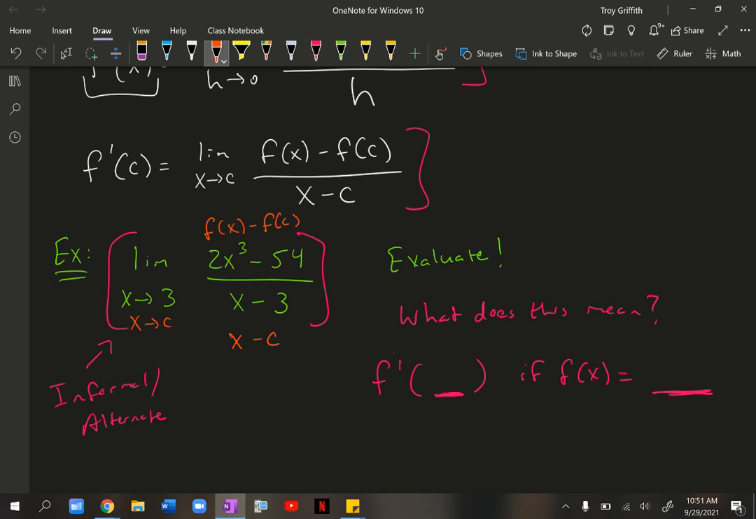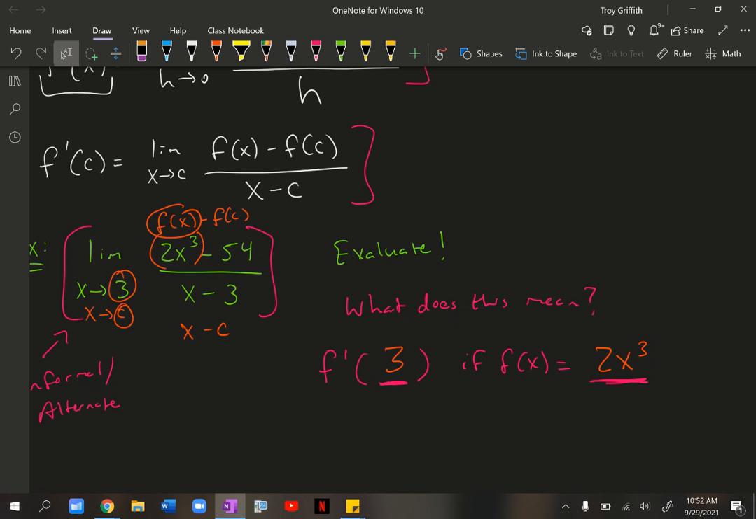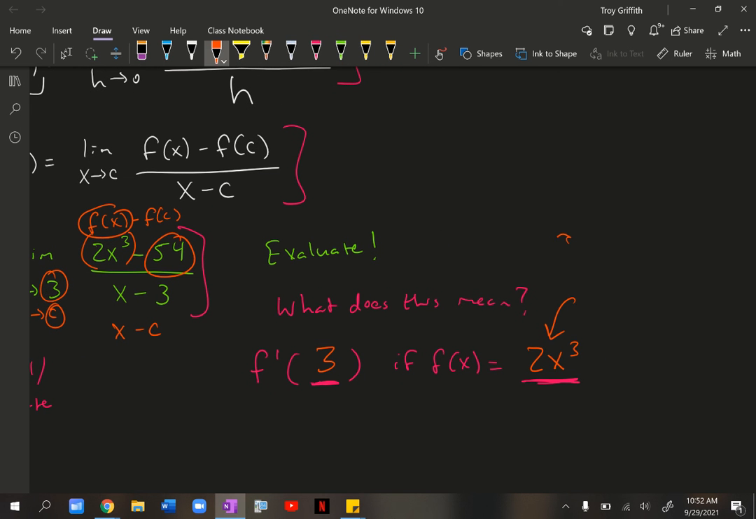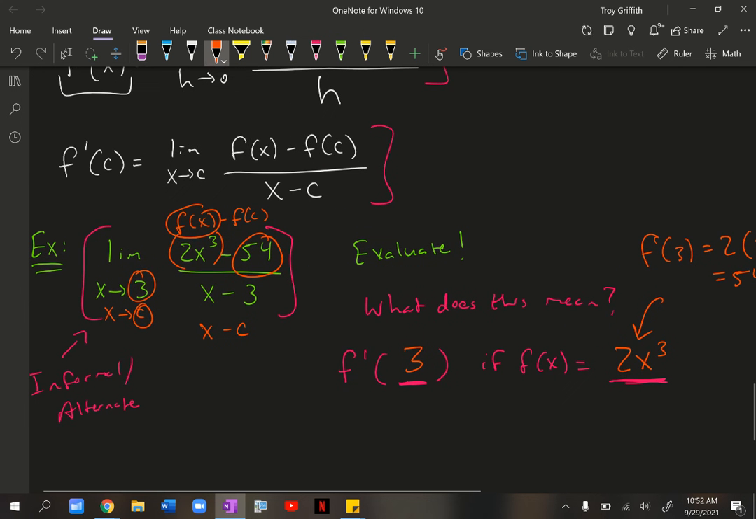And if I look at this, just fitting into the pattern, this would be f prime of 3 if f of x equals, well, here's f of x, 2x cubed. Now, you do want to make sure it fits the pattern perfectly, but guess what? This number right here should be whatever I get when I plug c, which is 3, in for x. And if I try f of 3, 2 times 3 cubed, well, 3 cubed is 27, times 2 is 54, so this checks out.